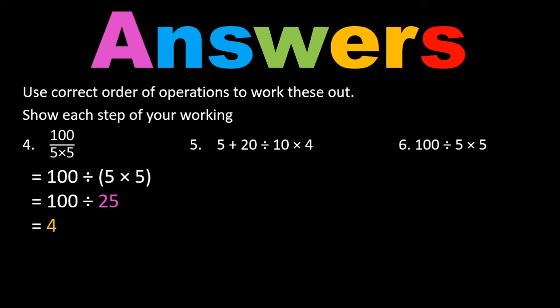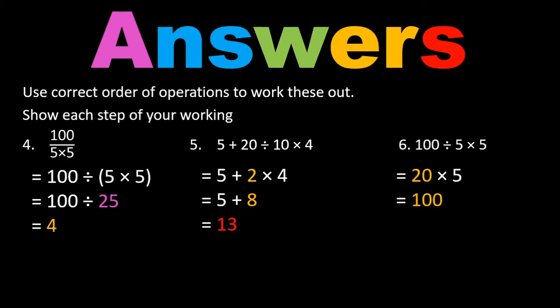Next, we have question 5, where we see a division first, then the multiplication, then the addition. Then in question 6, we'll do the division first, then the multiplication. So none of them were the same. Although question 4 and question 6 looked similar, in question 6 we would have needed brackets around these 5s to make it the same as this fraction in question 4.